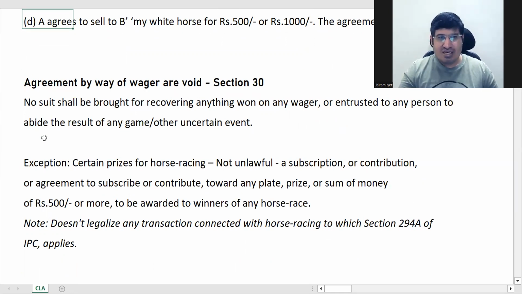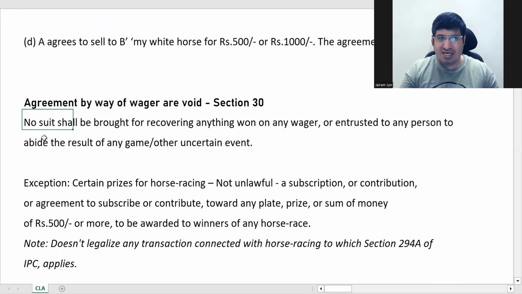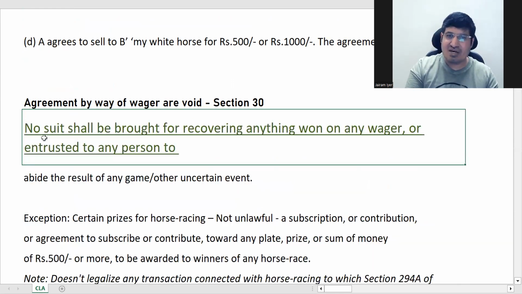Because a wager contract is illegal, if two people are gambling and there's a third person to whom the winner gives his winnings, saying you keep it, in the end I will take it, and in the end he runs away with that money, this person cannot go to court. Agreement by way of wager is void means you cannot go to court for it. If anyone related to that wager is defrauding anyone else, there is nothing you can do legally.